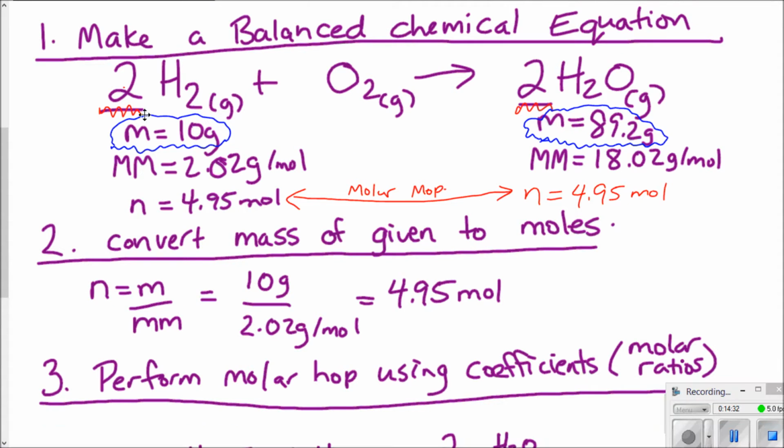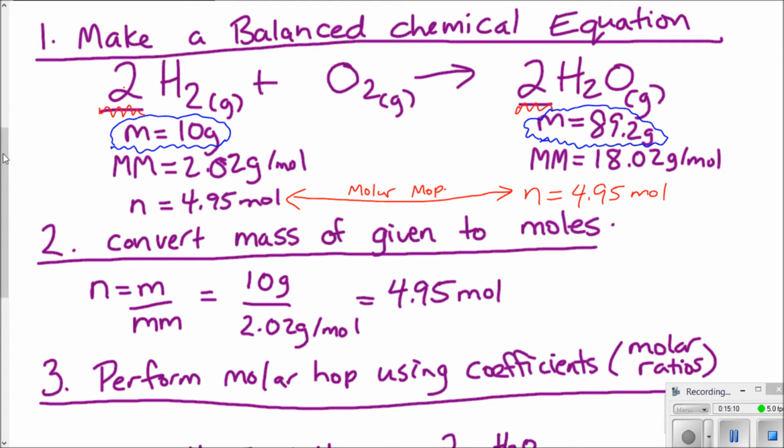So in summary, we started with 10 grams of H2. We finished with 89.2 grams of H2O. Now you might say, well, hey, sir, that's not a 2 to 2 ratio. Well, actually it is, because it's not a mass ratio. It is a quantity ratio. So when we take our 10 grams and turn it into the quantity called a mole, 10 grams is actually equal to 4.95 moles of H2, and 89.2 grams of H2O is actually equal to 4.95 moles as well. So it really is a 1-to-1 or a 2 to 2 ratio.